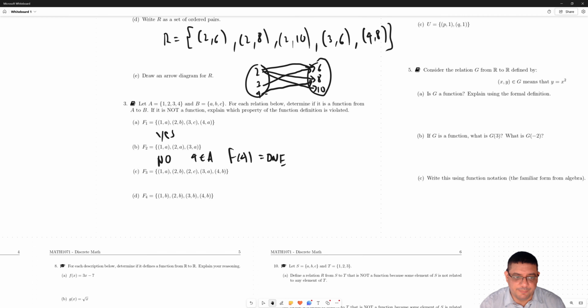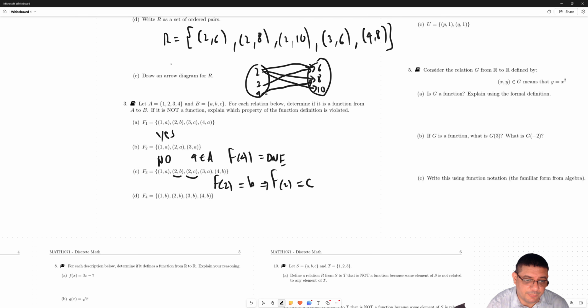Now for f3, we have 1 to a, 2 to b, 2 to c, 3 to a, and 4 to b. What happened with this one is that it's not a function because the input 2 is related with two different outputs. So 2 is related to b, but 2 is related to c. So we have that f of 2 is b, but at the same time, also f of 2 is c. And we cannot have that going on with functions. So in this particular case, it is not.